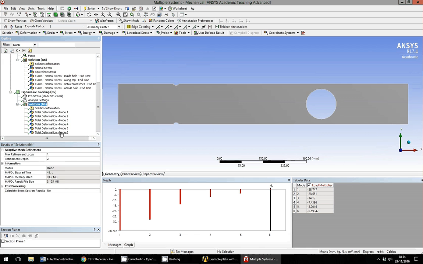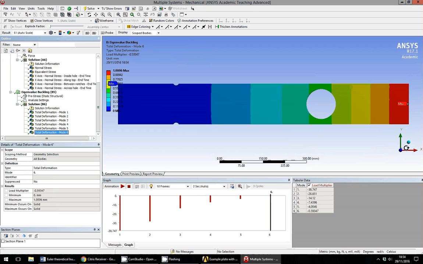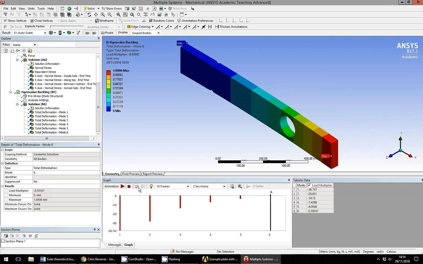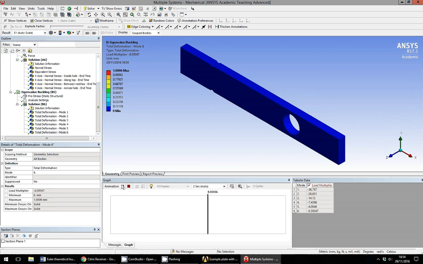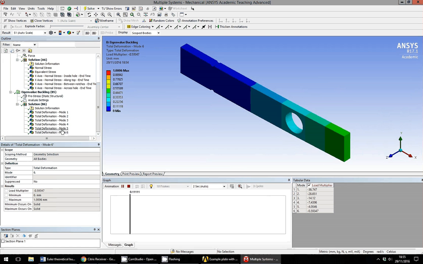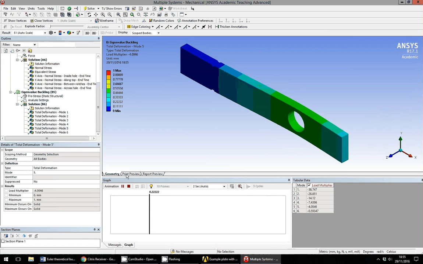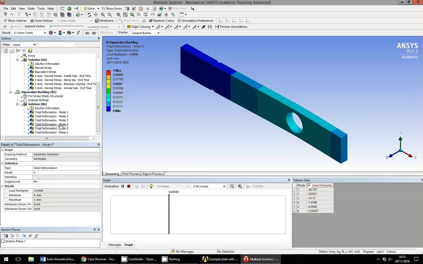And if we look at mode 6, we see that maybe look at it like that, and we can animate it to help see what's happening. Okay, so it's simple buckling about the minor axis. Mode 5 is a second mode of buckling about the minor axis, etc.